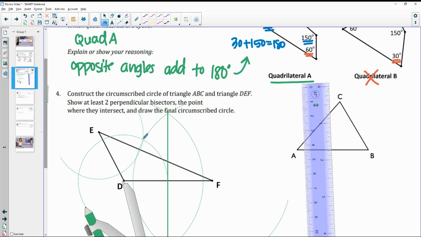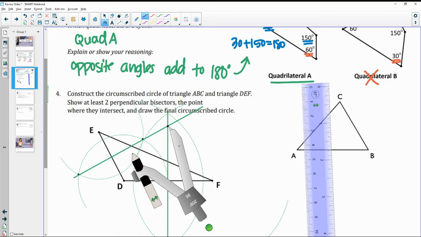And this is where it can get kind of confusing on your paper when you have a lot of drawings. So you've got to try and make sure you can see where these two circles are actually connecting. And that's going to be right here. So let me get a little dot drawn in there. And then here, lay your ruler along there again and connect those. Make sure you extend it so you can see where these two perpendicular lines cross, or sorry, perpendicular bisectors cross. And then that's the center of your circumscribed circle.